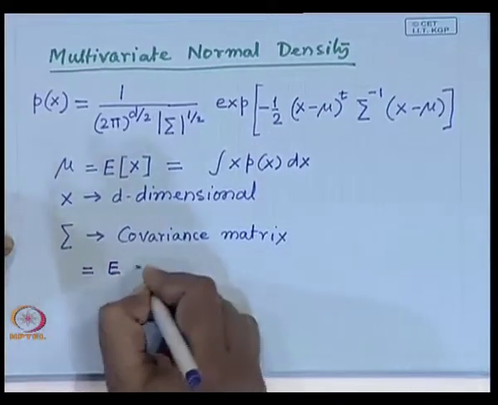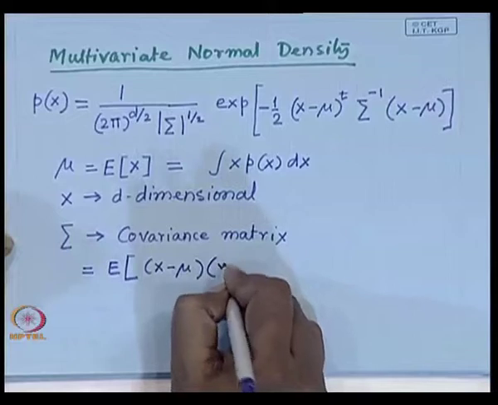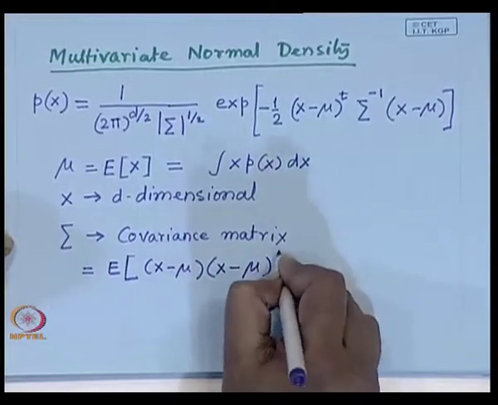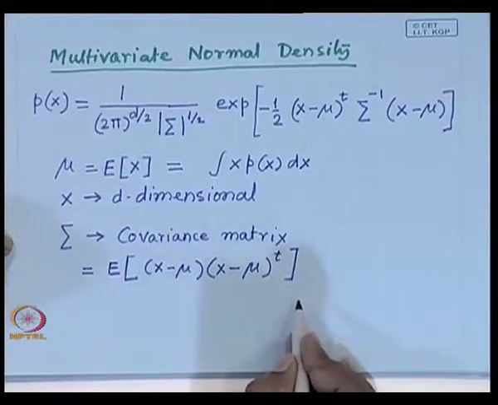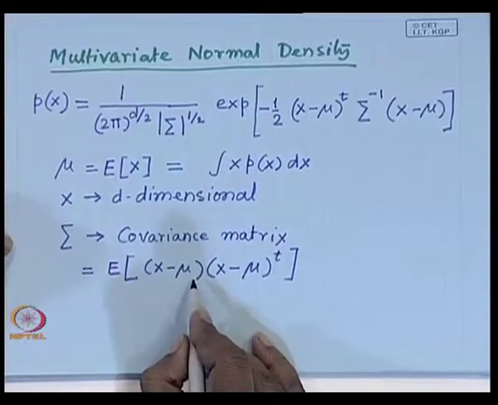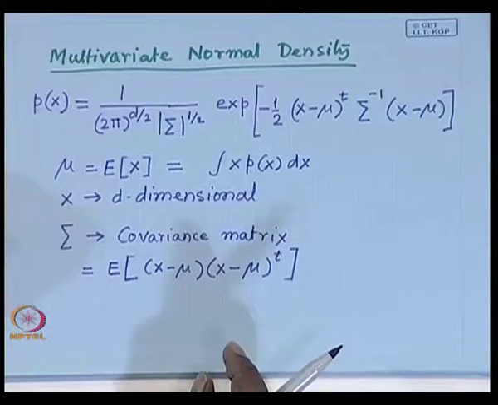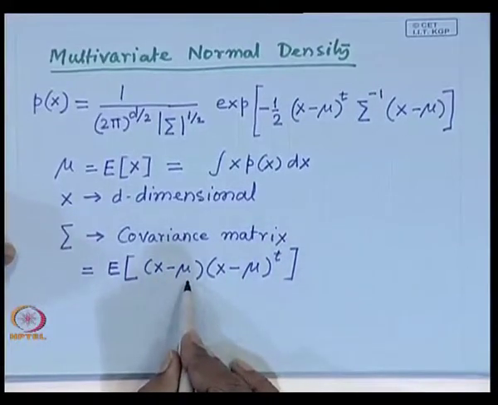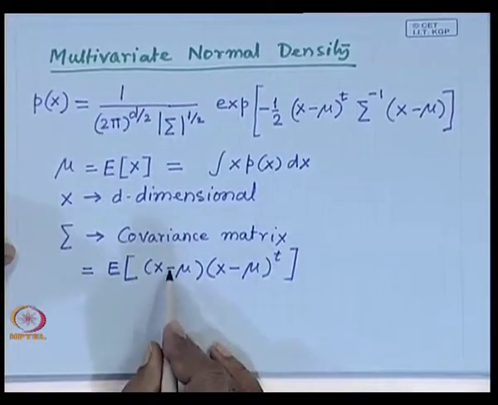the expectation value of (x minus mu) into (x minus mu) transpose. You note carefully that it is not (x minus mu) transpose into (x minus mu), in which case you get a scalar, because x is a d-dimensional vector, mu is also a d-dimensional vector. If I make it (x minus mu) transpose (x minus mu), that becomes a scalar quantity or dot product of two vectors. Rather, it is (x minus mu) into (x minus mu) transpose.